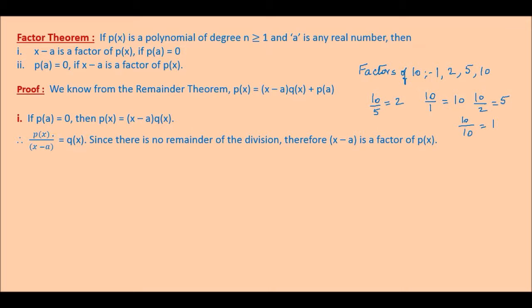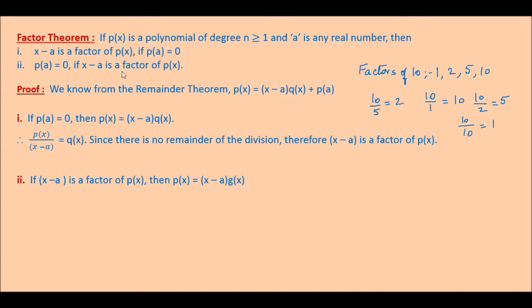So we are seeing that on dividing p of x by x minus a, we are not having any remainder. Therefore, we can say x minus a is a factor of p of x. So the first part has been proved. Coming to the second part.